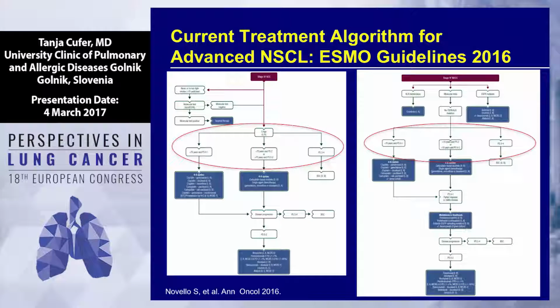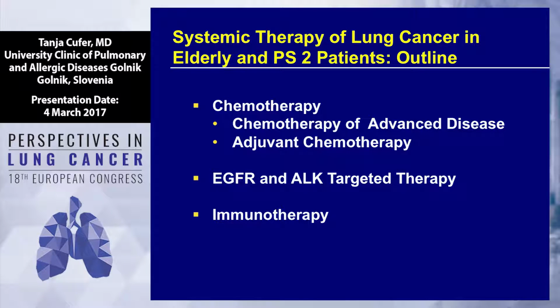During the next 15 minutes, we will go through this data, and we will discuss what evidence-based data we have for chemotherapy in advanced non-small cell lung cancer and adjuvant chemotherapy for elderly and performance 2 patients. What data do we have for targeted therapy, namely EGFR and ALK targeted therapy, which are supposed to be standard in more or less all of our countries in Europe nowadays, and what do we know about immunotherapy, the new therapy for this collective of patients.